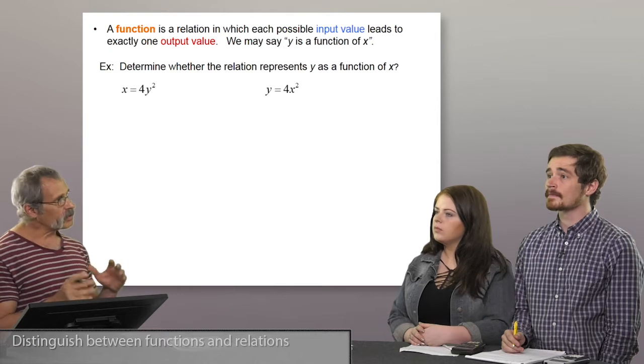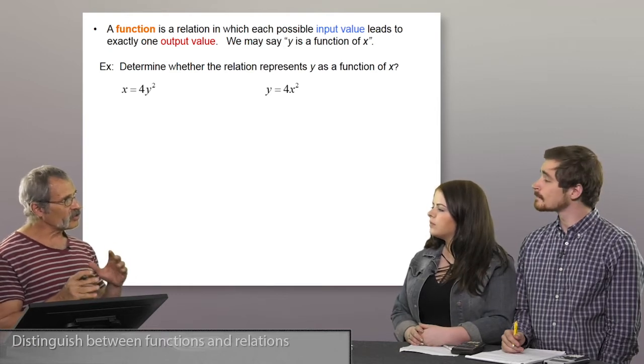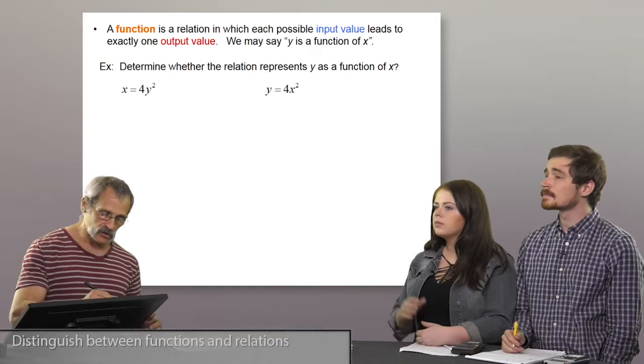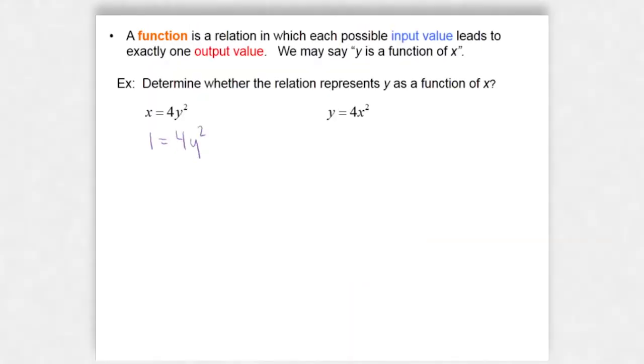So what I'm going to do is go to my very first relation, and I'm going to, strangely enough, pick a value of the input so I can actually see it. I'll pick 1 and see how many outputs it's sent to. And how do we do that? We're going to solve for y. So if I solve for y here, the first step would be to divide both sides by 4.